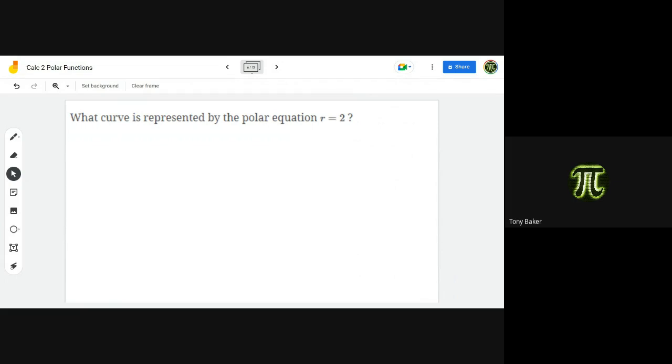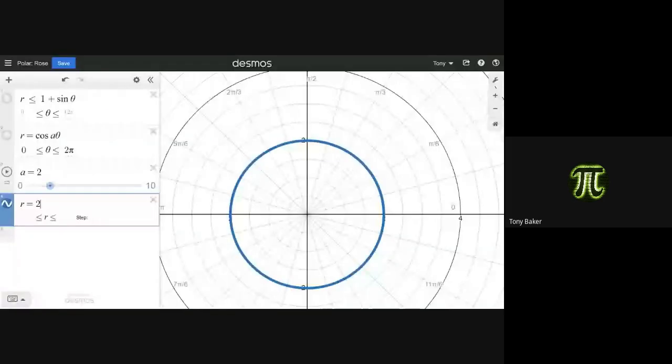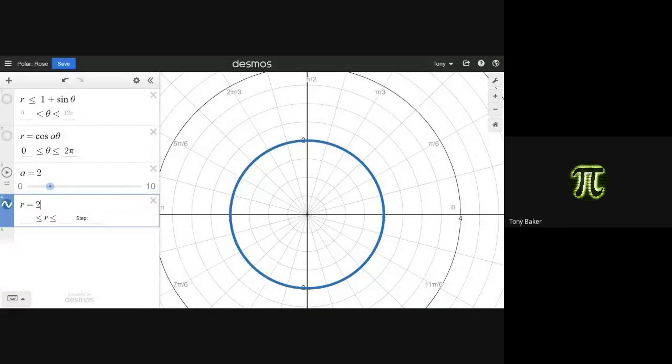Oh no, it's a circle. It's going to be a circle, because the radius is always 2. Theta doesn't matter. It didn't specify what the origin was, so it's always at the origin. The polar graph will always start at the origin. So r equals 2 is just a circle with radius 2.